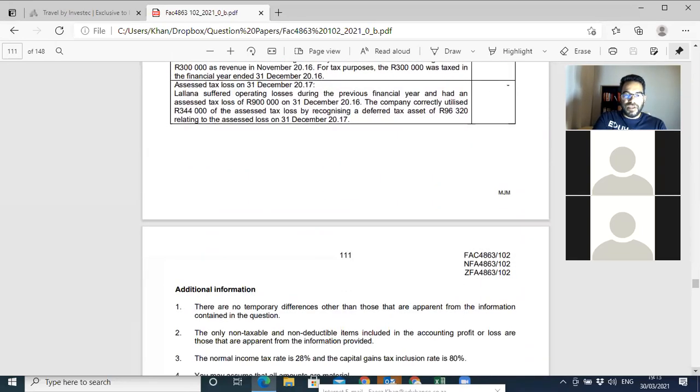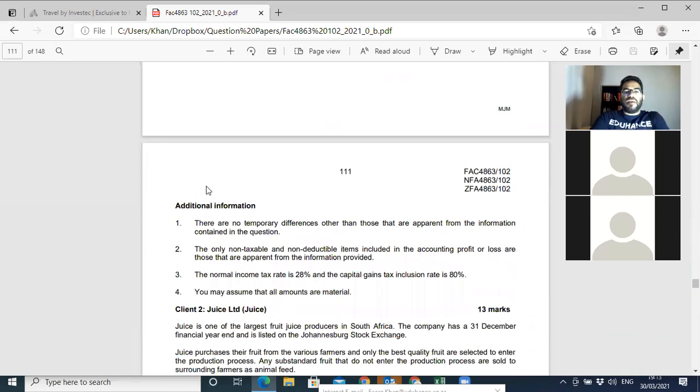So let's go further. There are no temporary differences other than those above. The only non-taxable and non-deductible items included in the accounting profit are those above. The normal tax rate is 28%. The inclusion rate is 80%. You may assume that all amounts are material. The juniors like to say that because students like to be smart using the conceptual framework. They will say we don't need to adjust for this because it's immaterial. Like in the real world, you look for everything to be immaterial so you don't have to do it. But remember, in the academic world, everything is material.